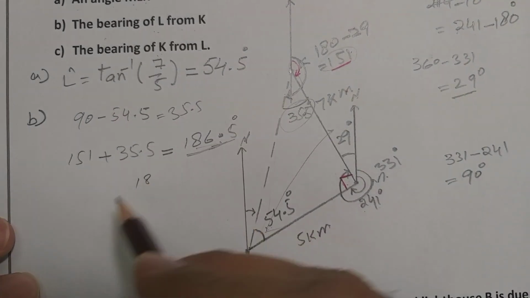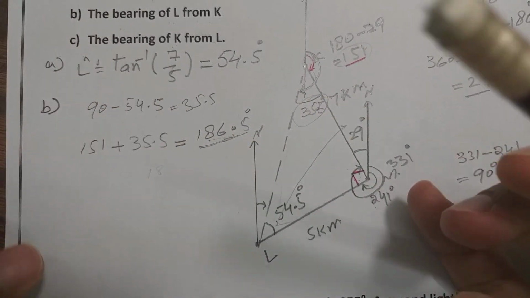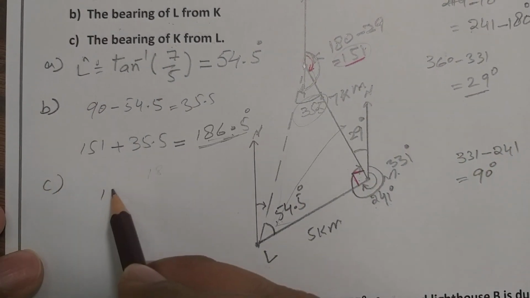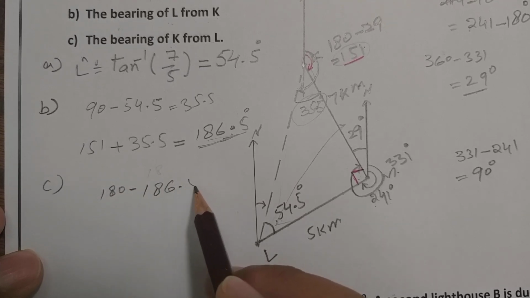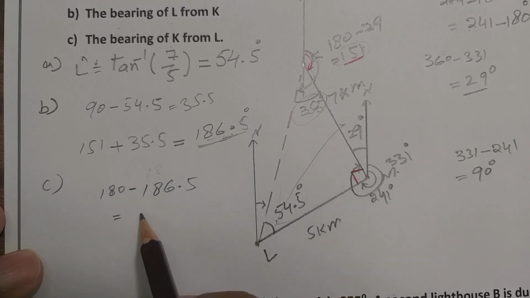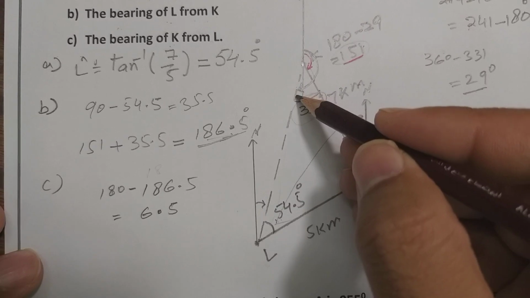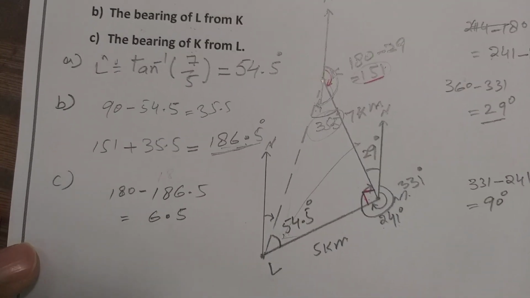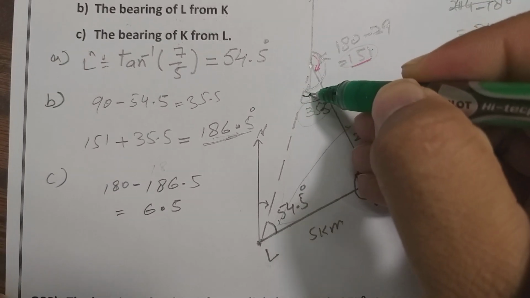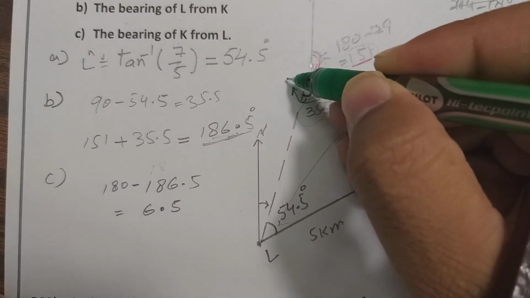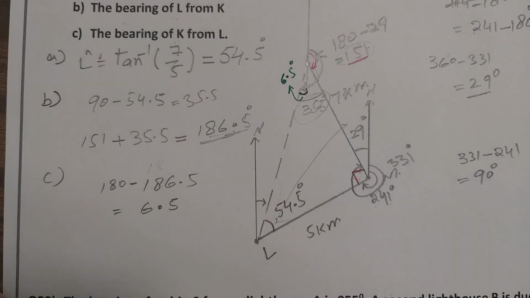So 180 minus 186.5 gives us 6.5. So this angle is 106.5. This angle equals 6.5 degrees, or you can say 7 degrees nearly.